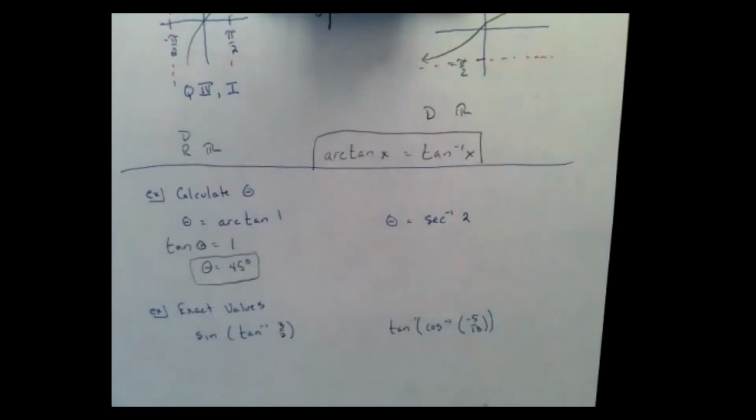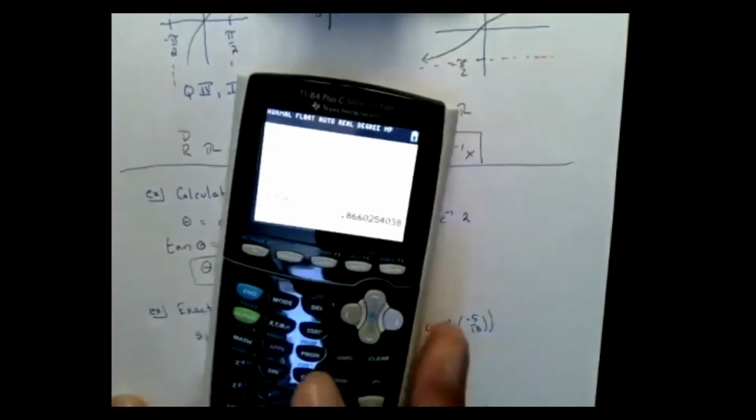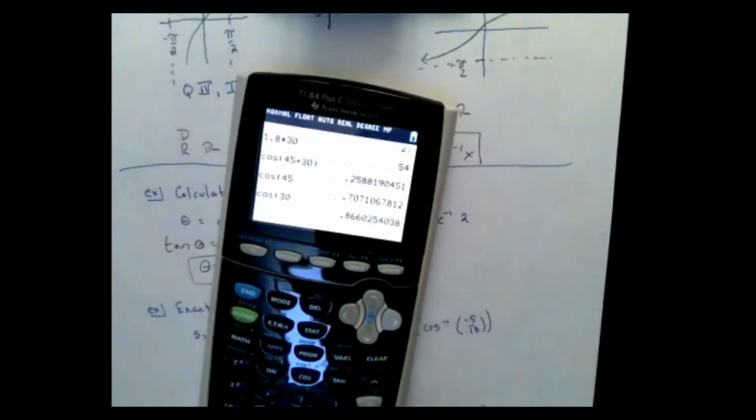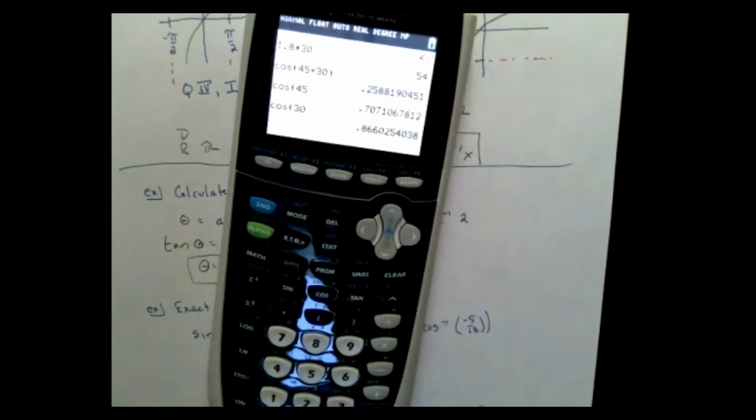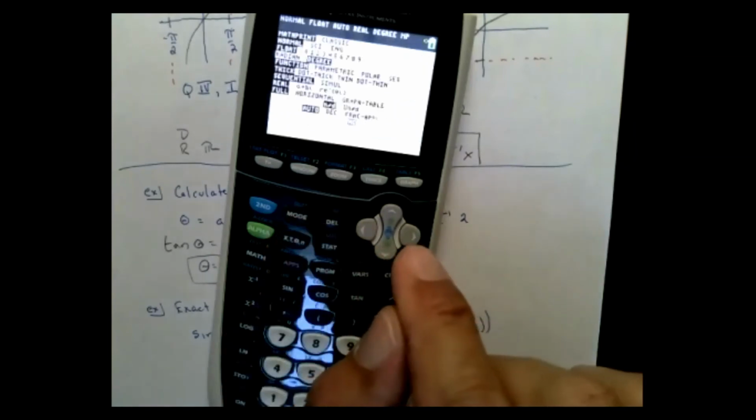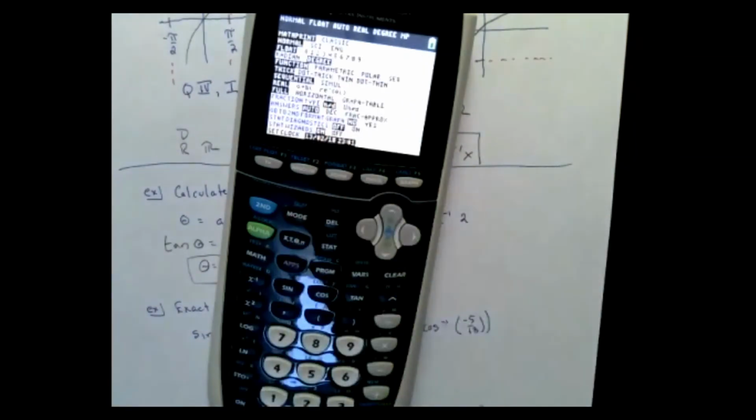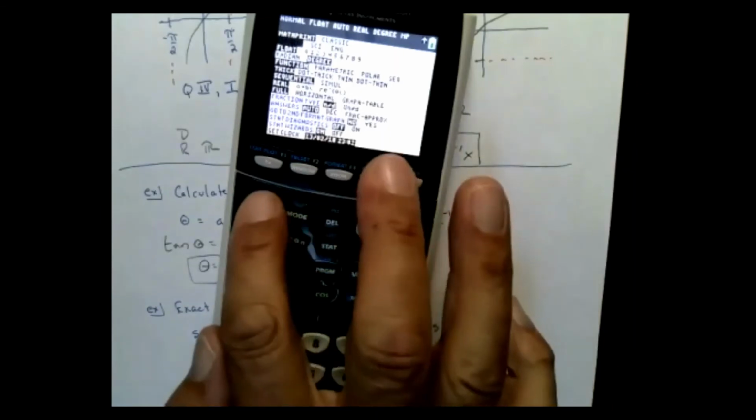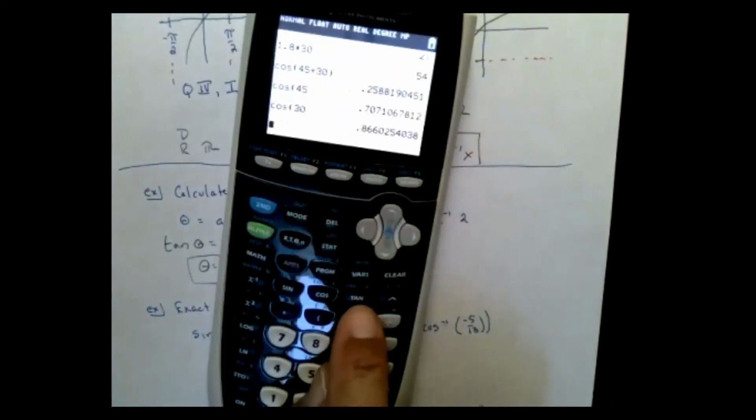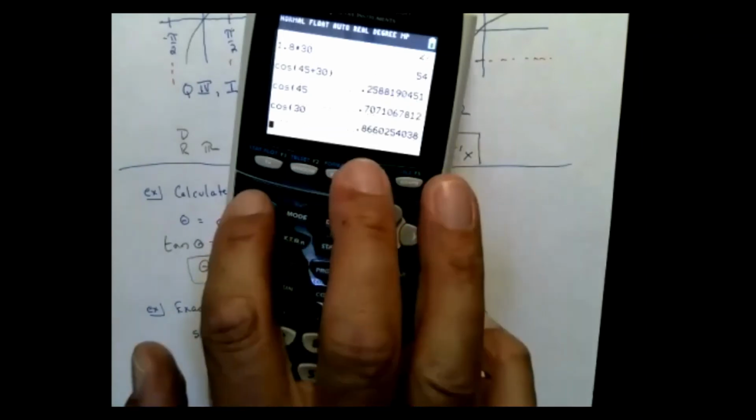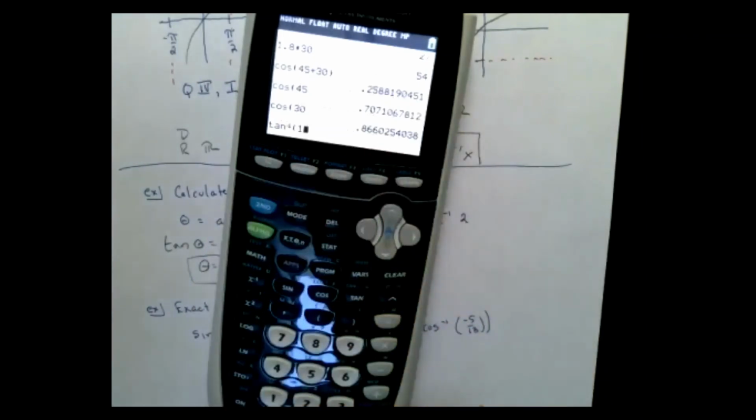If I put that in a calculator, you can do this on the calculator. I want the arctan of 1. First thing I'm going to do is make sure my mode is in degrees, because I want a degree answer. Second, quit. I'm going to hit the inverse tangent, and it's above tangent. Second, tangent of 1. 45 degrees. Yes, exactly what I was talking about.